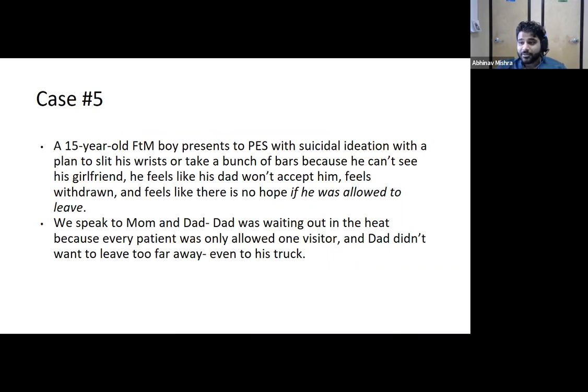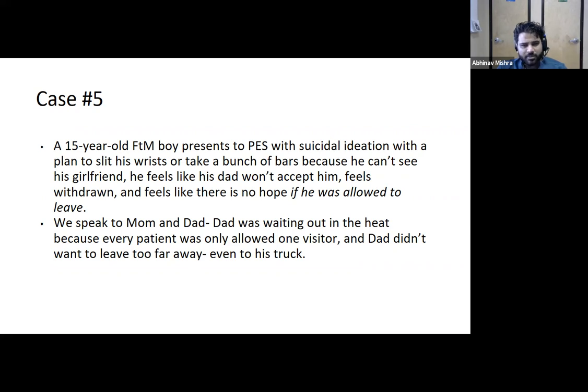We have a 15-year-old female to male boy presenting to our PES with suicidal ideation with a plan to slit his wrists or take a bunch of bars because he can't see his girlfriend. He feels like his dad won't accept him, feels withdrawn, and feels like there is no hope if he was allowed to leave. Keep that in your mind.